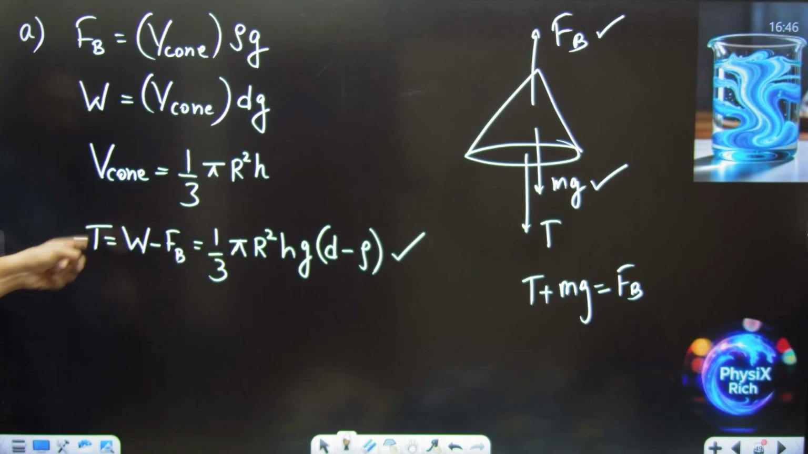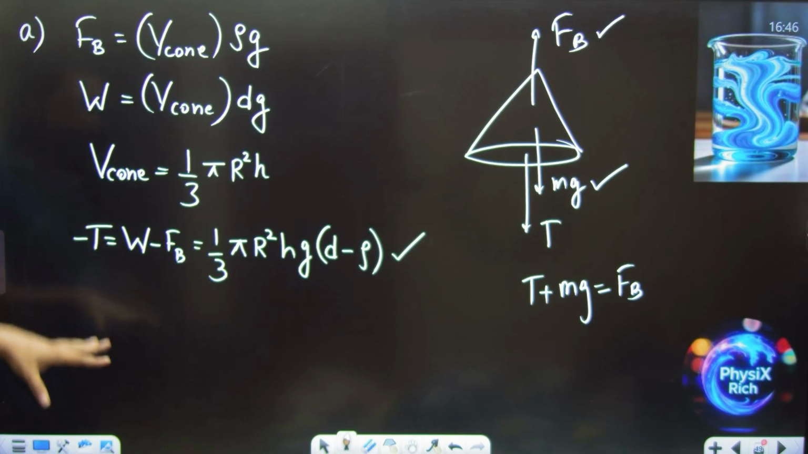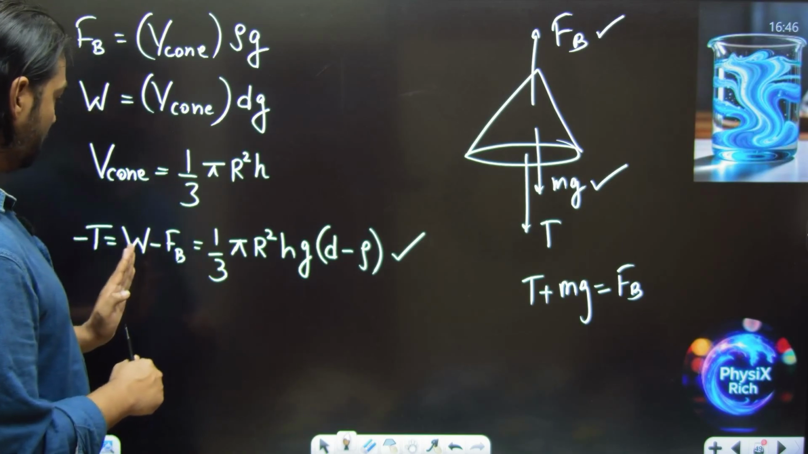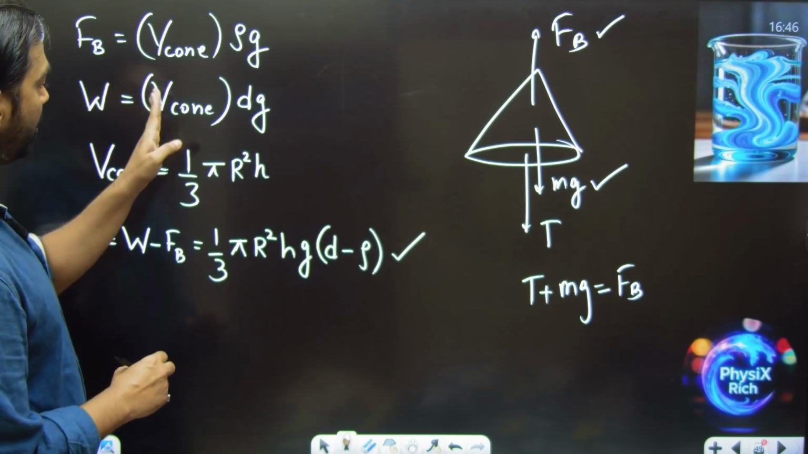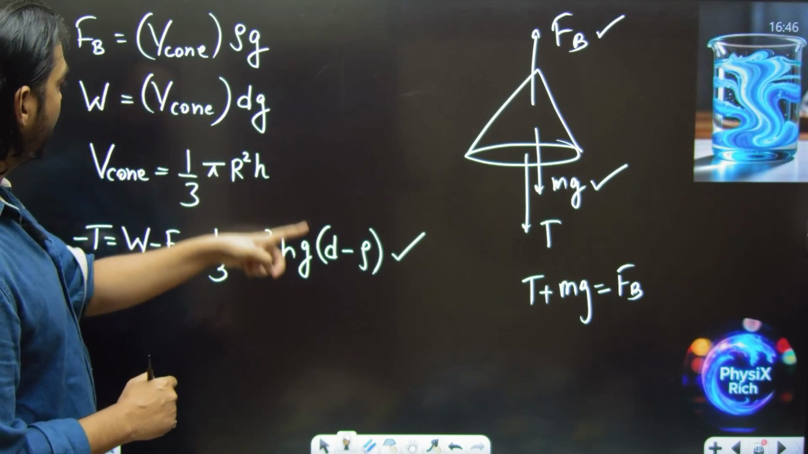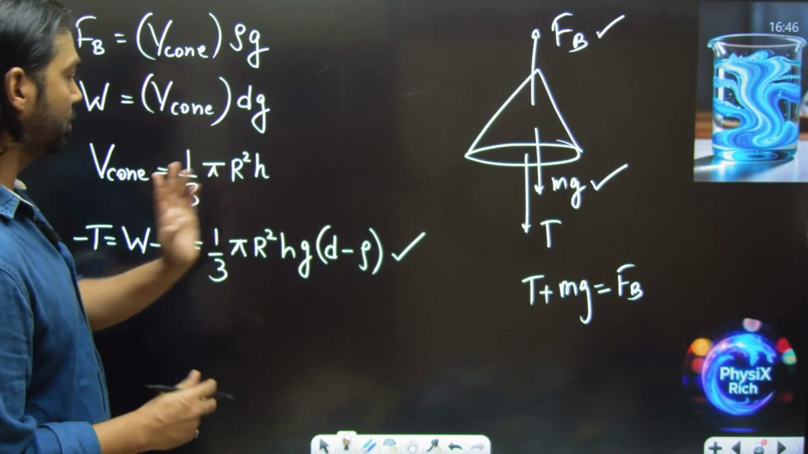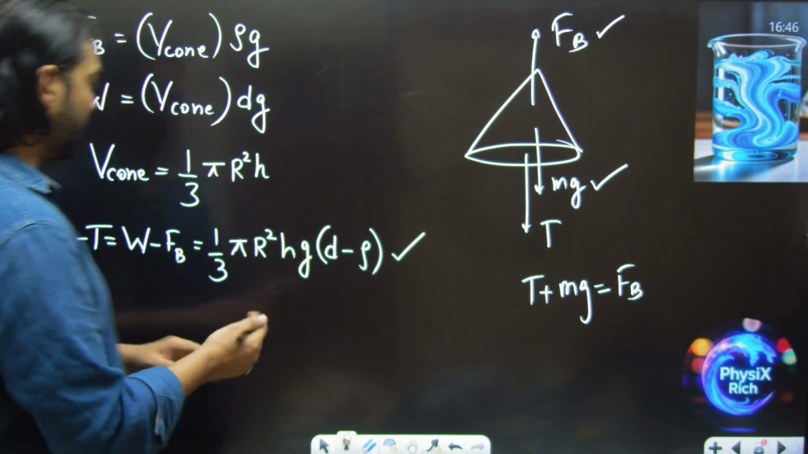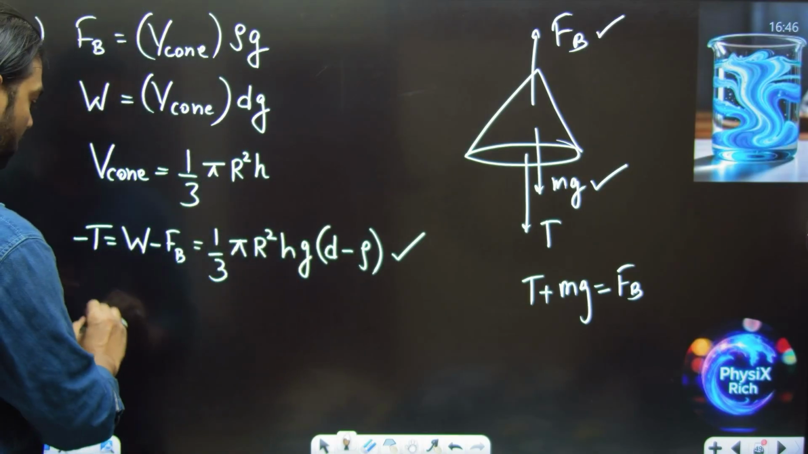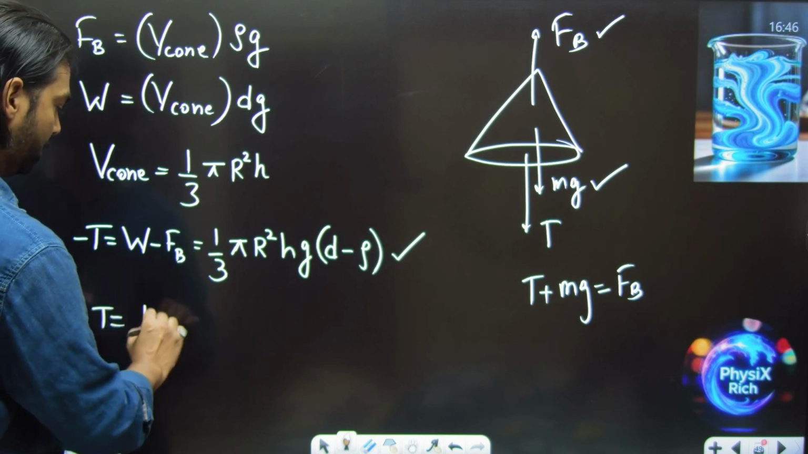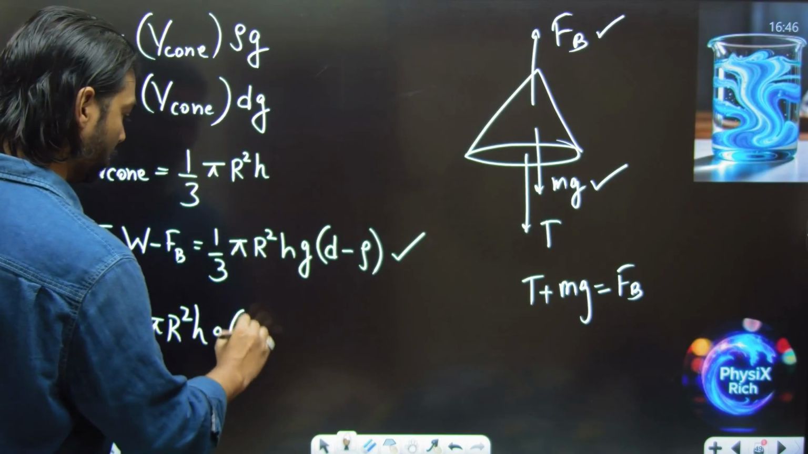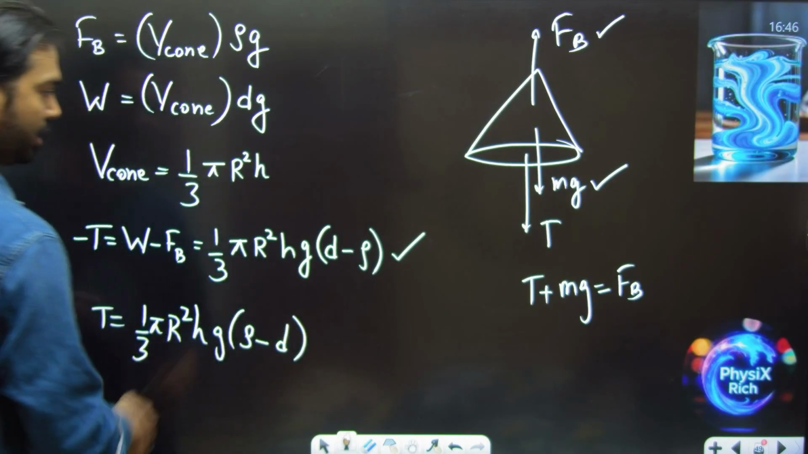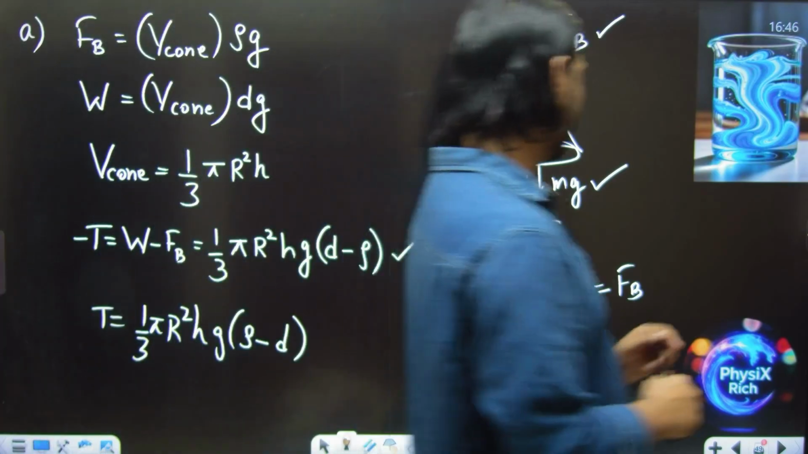That equation leads us to this: W minus FB is minus T. Yeah, correct. So W is 1 upon 3 pi r square h, and there's a d minus rho. Perfect, this is fine. But remember, guys, this is minus T. So T comes out to be equal to 1 upon 3 pi r square h g times rho minus d. Okay, it's not d minus rho, it's rho minus d.